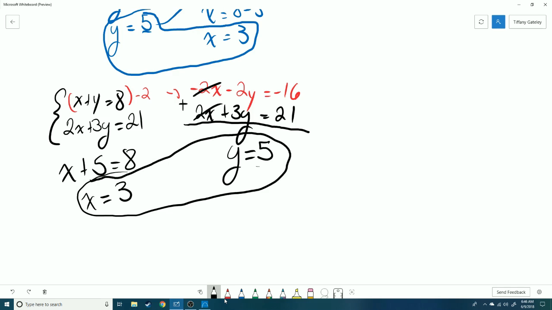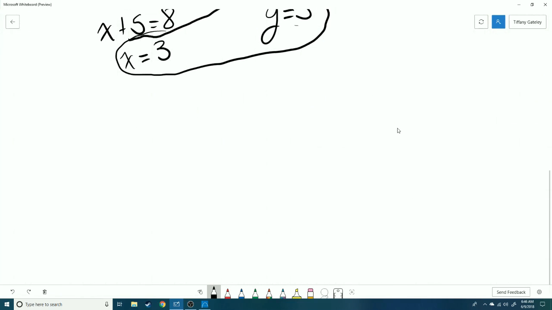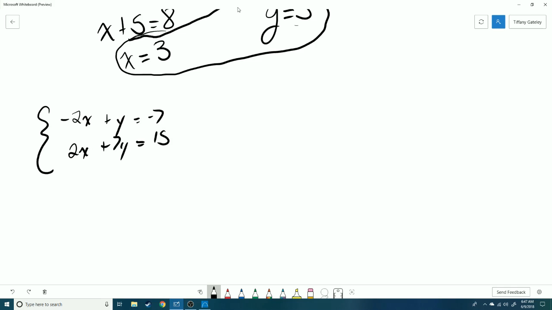Okay, let's do another example. Scroll down. Curly brackets. So we have negative 2x plus y equals negative 7, and 2x plus 7y equals 15.